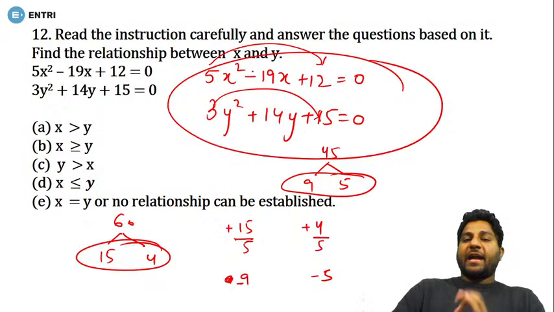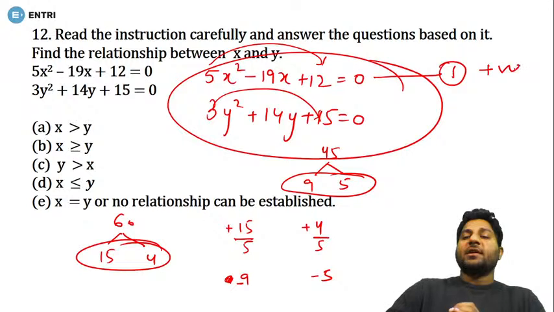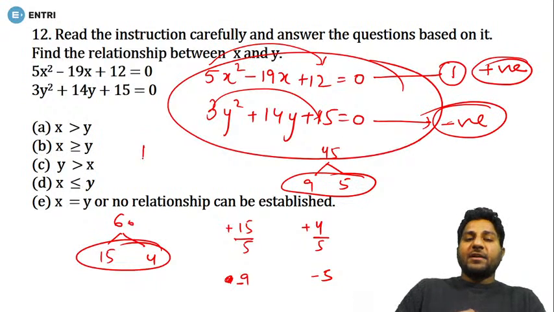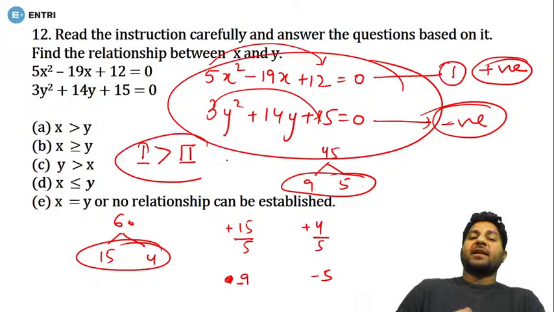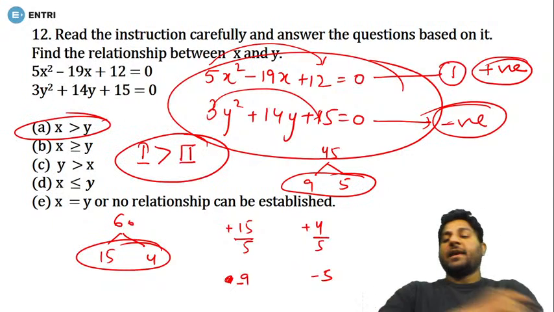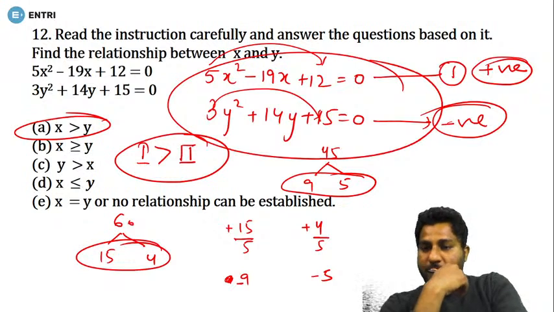In the first equation you will be getting all the values in positive, while in the second equation you will be getting all the values in negative. That means the first equation will always remain greater than the second equation. So your option A will be the correct one.